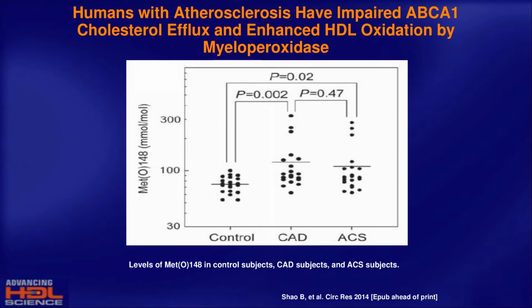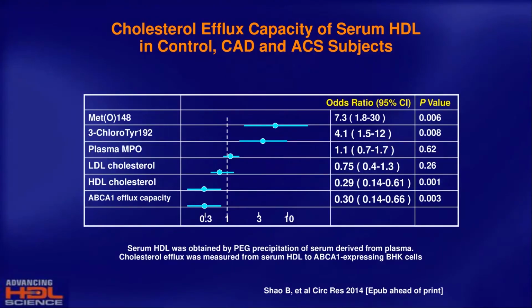But there may be people that have systemic inflammation, not just bacterial, but could be viral, where there's myeloperoxidase that can modify the HDL particle, resulting in chemical modification that impairs efflux, and that can be associated with a higher event rate, as shown in this cross-sectional study by Shao from the Hazen laboratory.